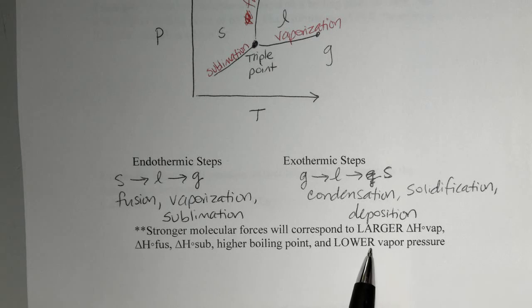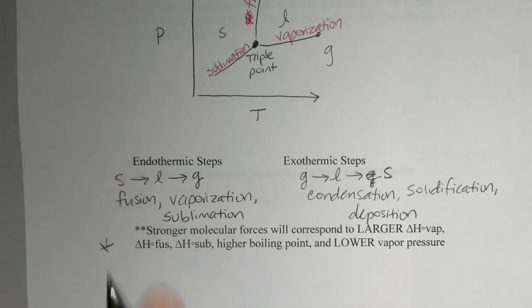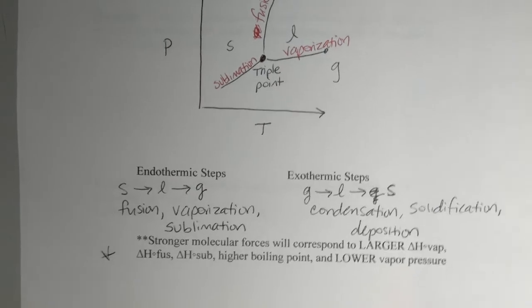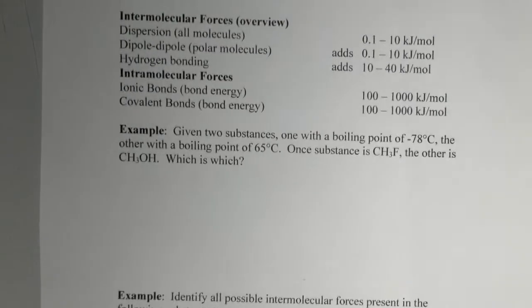That's sort of the oddball. Remember, vapor pressure is how much of it is in the gas phase in equilibrium. Well, if the intermolecular forces are really strong, there's not going to be a lot in the gas phase, right? So this is kind of key right here, remembering how intermolecular forces relate to all of these different phase changes.